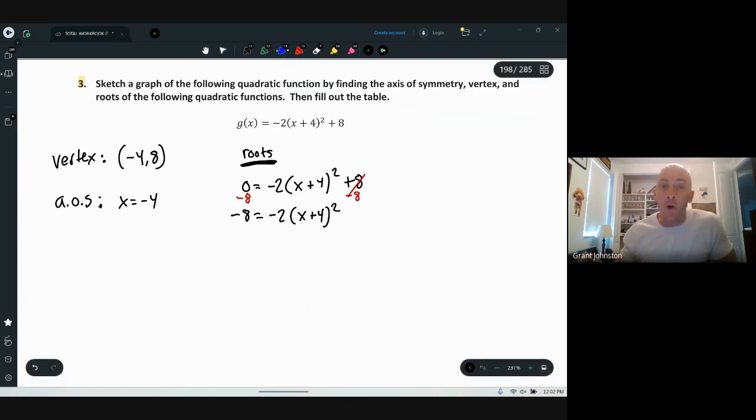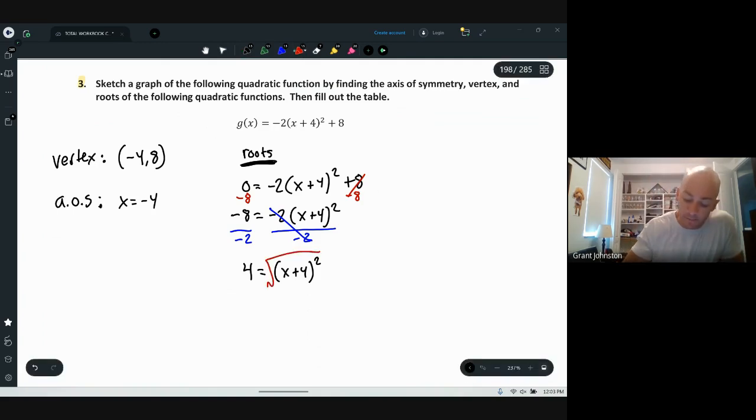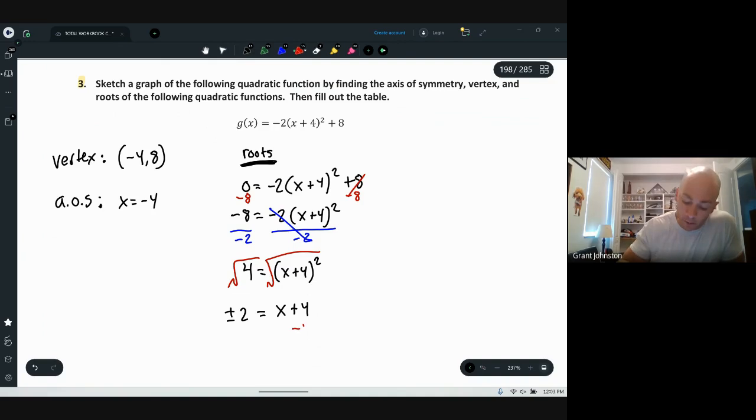Then that whole quantity, (x plus 4) squared, is being multiplied by the negative 2. So I'm going to divide by negative 2 to get rid of that, which would be 4 equals (x plus 4) squared. Then I'm trying to solve for x here, and that whole quantity, x plus 4, is being squared. So to undo that, I'm going to take the square root to start to solve for x. Square root of 4 is plus or minus 2. And then I just have x plus 4 here. To isolate x, I just need to subtract that 4 away. So I'm going to subtract 4.